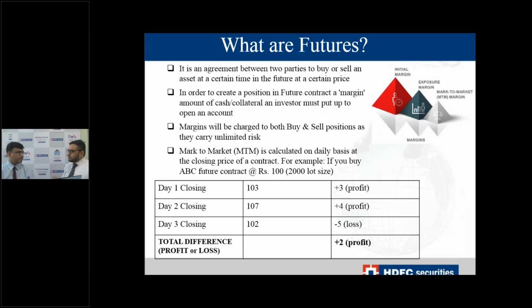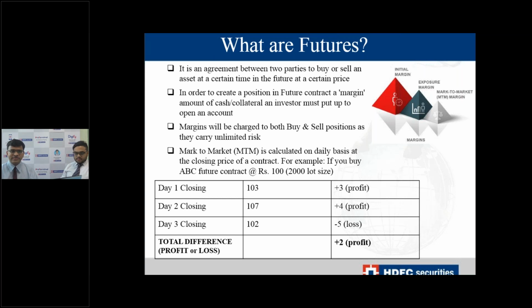Yeah, Subash, let us deep dive into the concept. Please explain what are futures. Future contracts are basically an agreement between two parties to buy or sell an asset at a certain time in the future. In order to create a position in the futures, a customer needs to put up a margin. This margin will be charged on both the buy and sell position. So whether you're buying a future or shorting a future, you still have to pay an upfront margin.